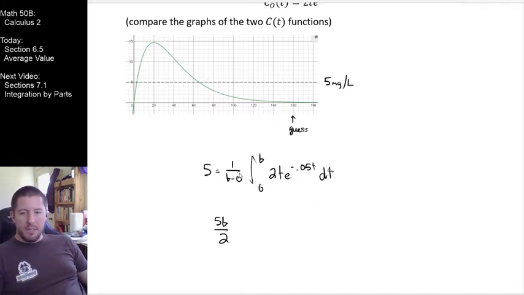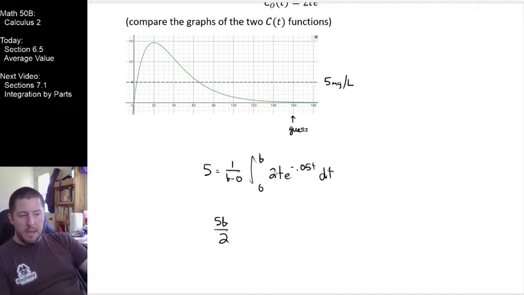I set up my average value function, 1 over b minus a. B is the whole unknown. We don't know how far out we're going. A, we know that we're starting at time 0. Integral of our function equals our desired average value of 5. Follow those same first algebra steps right here.